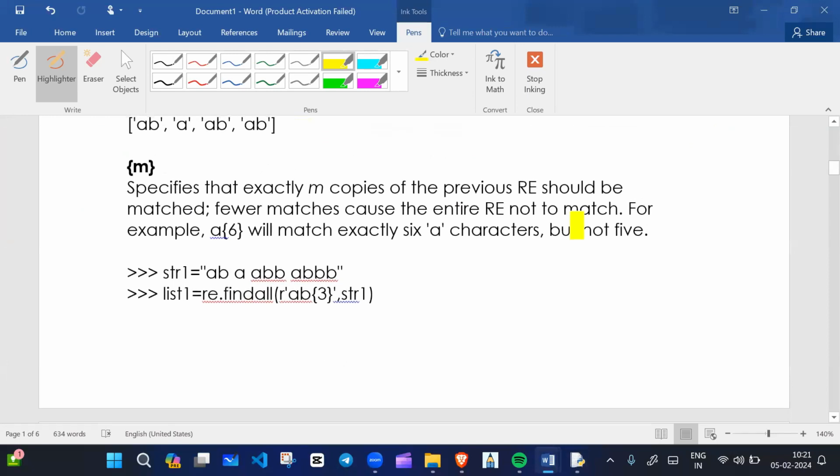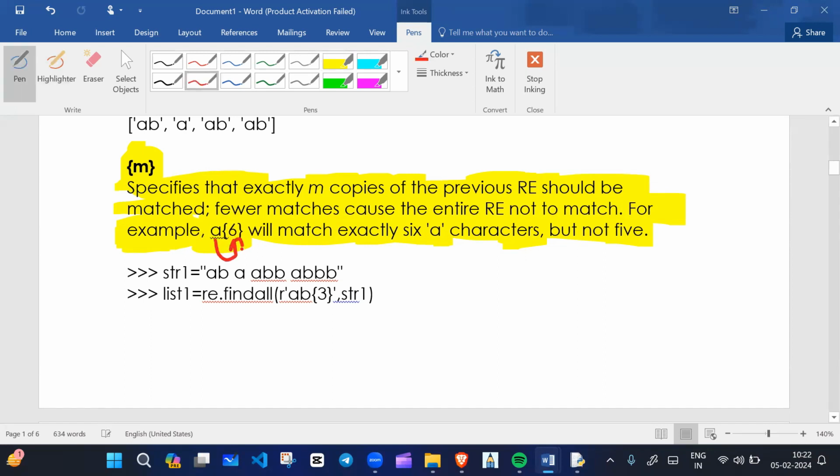For example, what's the meaning of this curly braces M? What's the use of curly braces M? It specifies that exactly M copies of the previous regular expression should be matched. Fewer matches cause the entire regular expression not to match. For example, A curly braces 6 will match exactly 6 A characters, but not 5. Whatever number we give inside the curly braces, it will match exactly that many of the symbol.